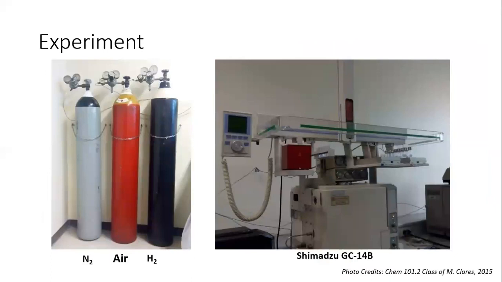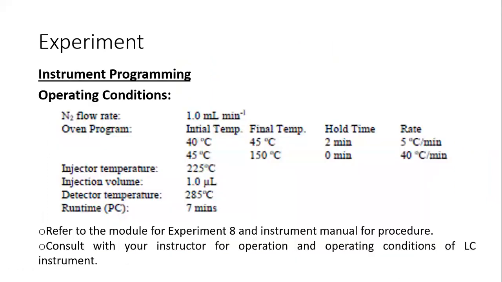Okay, so for GC experiments, you usually have a carrier gas. For this experiment, what we will use, as written in the lab manual, is nitrogen gas as the carrier gas. So after preparing the instrument, you can now program it, which is how you will operate the GC. The nitrogen gas should flow at 1 ml per minute.